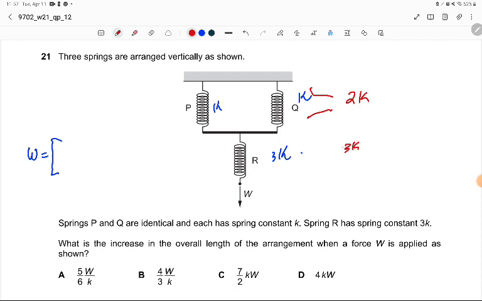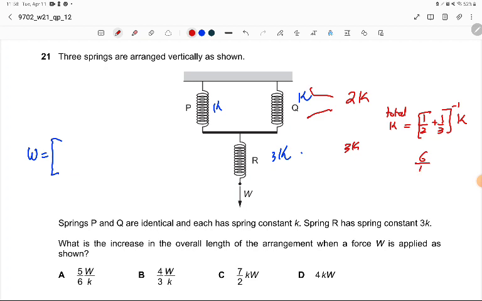The spring constant tends to decrease if they are connected in series. So the total K should be equal to 1 divided by 2K plus 1 divided by 3K, raised to power minus 1. So (1/2 + 1/3) raised to power minus 1, and that gives me 6 over 5K.